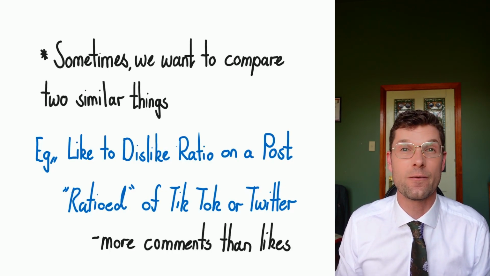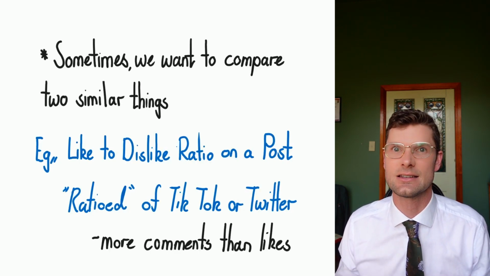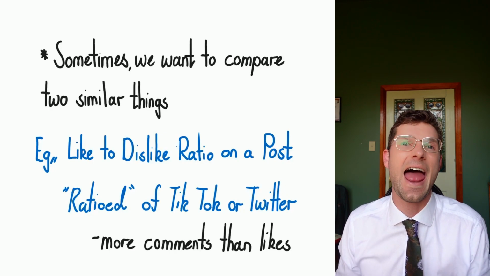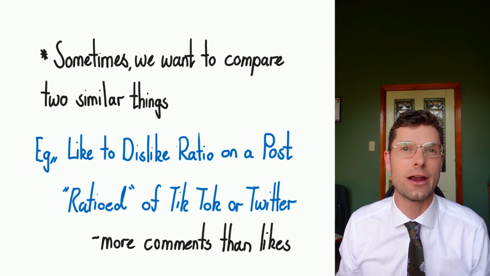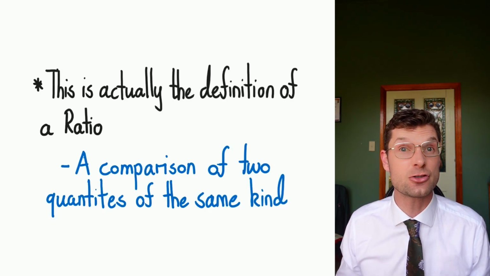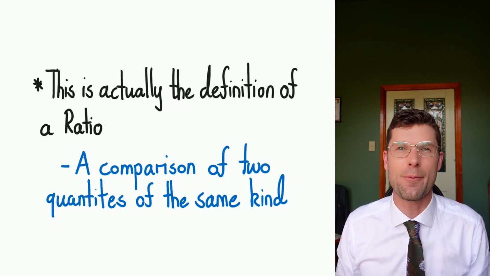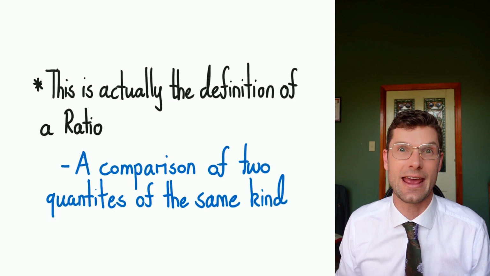But what's really important for both of these is we're comparing the number of two things, likes to dislikes, comments to likes. And that's the foundation of ratios as a whole topic. This is actually the mathematical definition for a ratio. We are comparing the amount or the quantity of two things that are pretty similar. And if we've got that in our mind, we're going to find the rest of this lesson pretty easy. A comparison of two numbers.